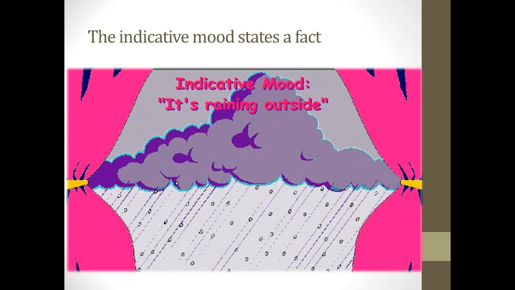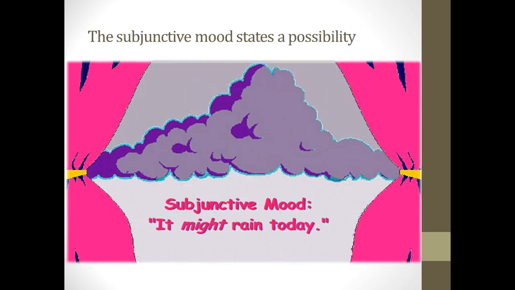The indicative mood states a fact. It's raining outside. You can see the clouds and the rain and the wind blowing and everything's wet, and that clearly indicates to you that it is raining outside. The subjunctive mood, on the other hand, allows you to look at the situation and determine that it might rain today. You can see that the skies are gray and there are some clouds in the air, but you've yet to determine whether or not it will rain. So when we talk about something happening in the subjunctive mood, we are talking about the possibility that it will happen, that it might rain.